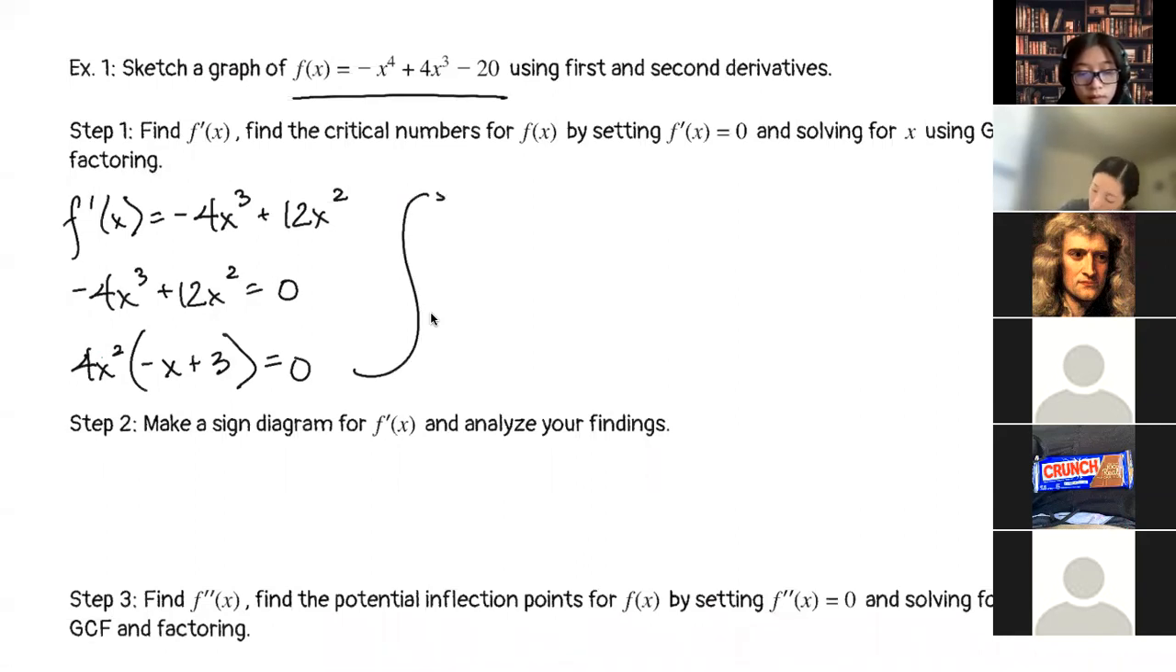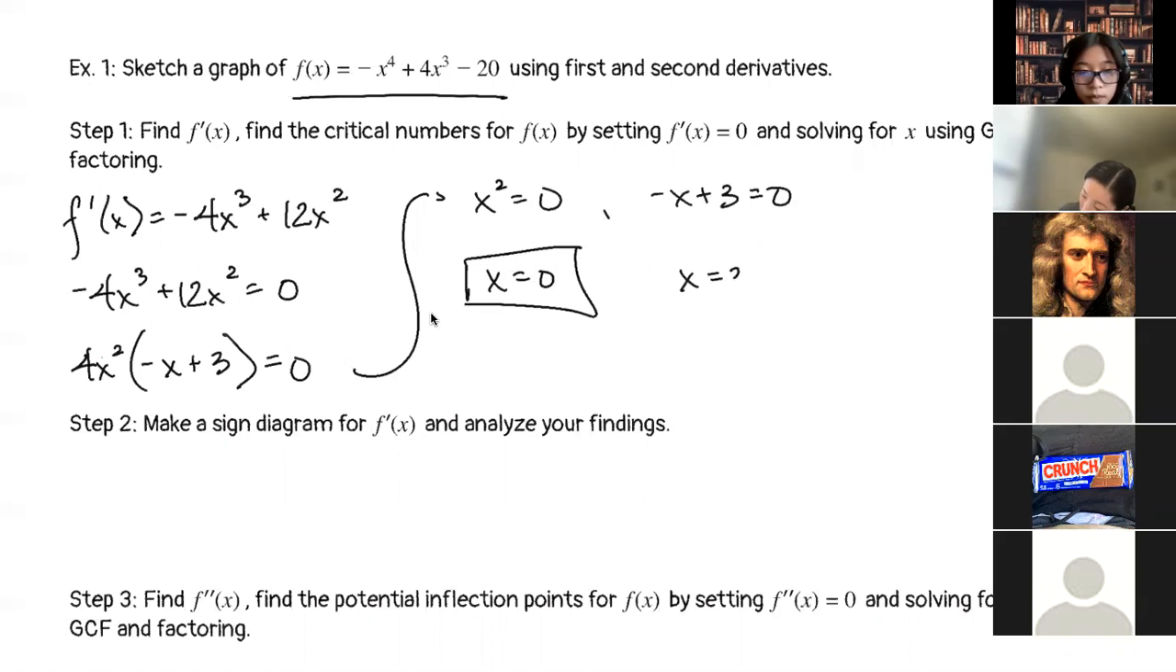All right, so what do we get for our x values that make this 0? Well, we've got x squared equals 0, and we've got negative x plus 3 equals 0. So it seems like I have one critical point at x equals 0 and another critical point at x equals 3. Any questions about how we found these critical points?